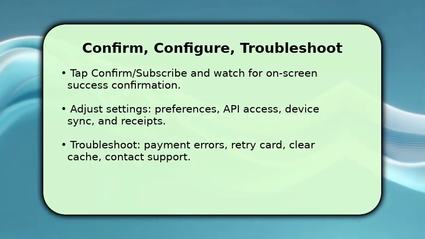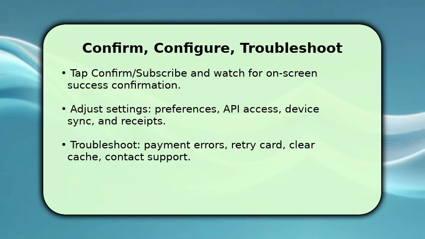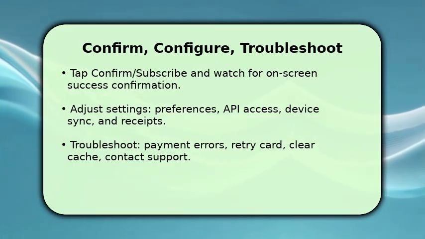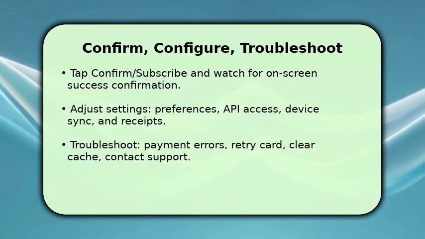If something goes wrong, first retry the payment after checking card limits and address. Clear your browser cache and try incognito. If failures persist, contact Google Payments support with your transaction ID.